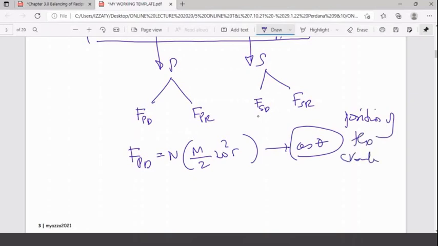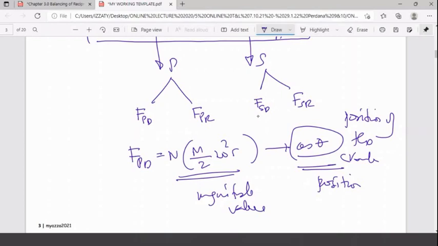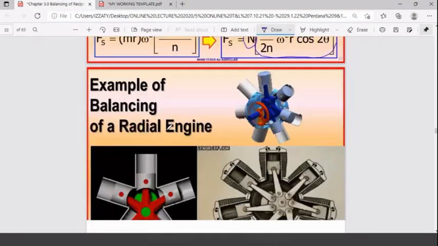So this is the magnitude, remember? This one is the direction. Position, because we are dealing with vectors. This one is magnitude or value. Magnitude plus position will give you the vector. Okay, let's start now by doing an example.